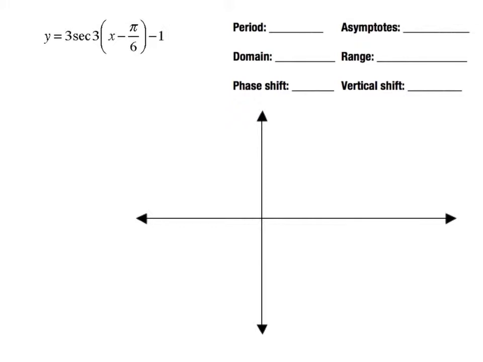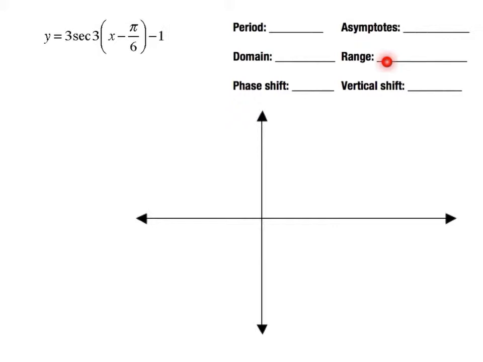Got y equals 3 secant 3 times x minus pi over 6, minus 1. So I'm going to go ahead and jump right in. And over here I've got 6 things that you are required to calculate: period, asymptotes, domain, range, phase shift, vertical shift. It's definitely a lot easier to do the asymptotes, domain, and range after you do the graph. Well, range you could do right now if you wanted to, but I'll wait.